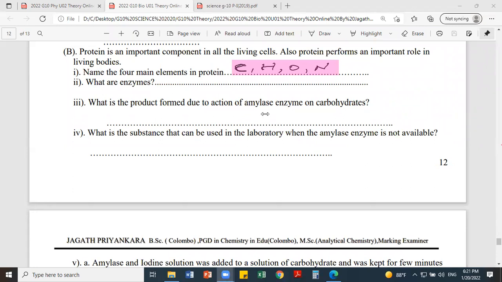Please copy down, those who are not done. Special proteins produced within the organism to increase the rate of biochemical reactions. What are enzymes? Special proteins, and they are organic. Special proteins that are produced within the organism to increase the rate of biochemical reactions.